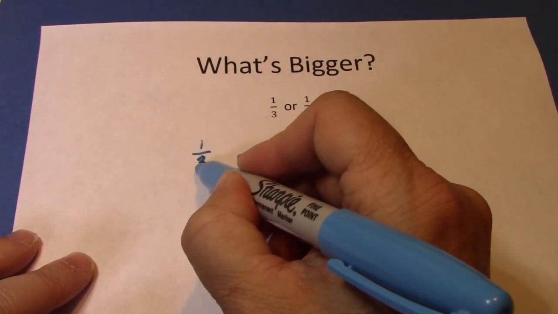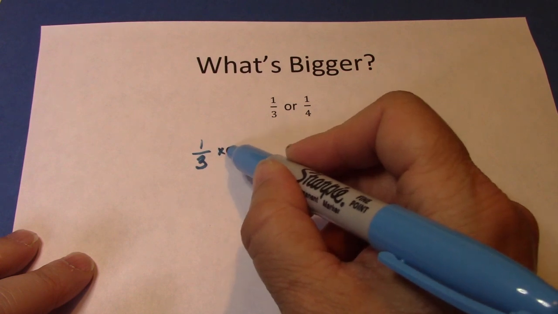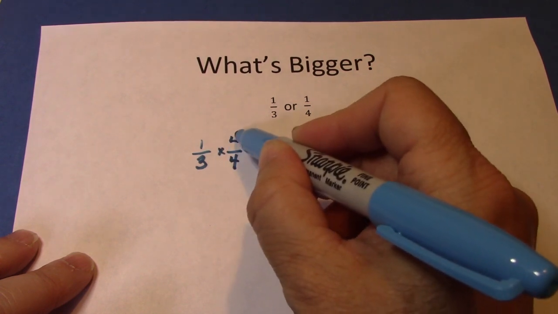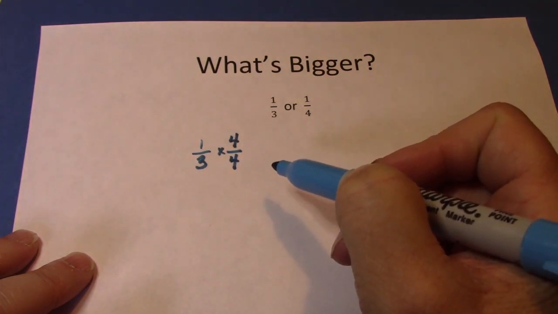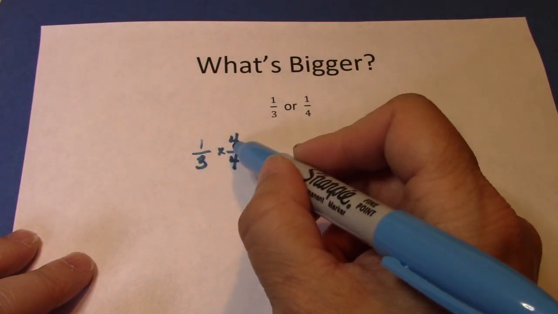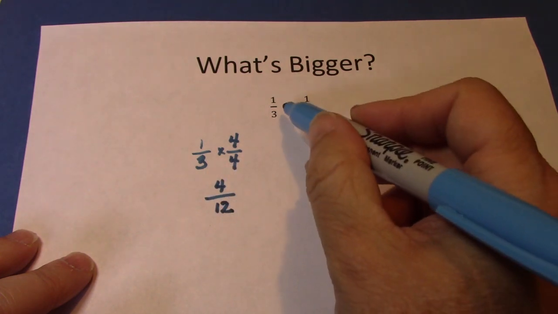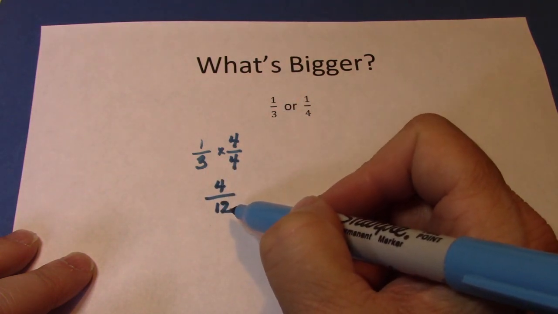Okay. In order to get the denominator to be 12, we need to multiply by 4, and that's in the format of 4 times 4, or 4 divided by 4, that's 1. 1 times 4 is 4, 3 times 4 is twelfths. So 1/3 is the same as 4 twelfths.